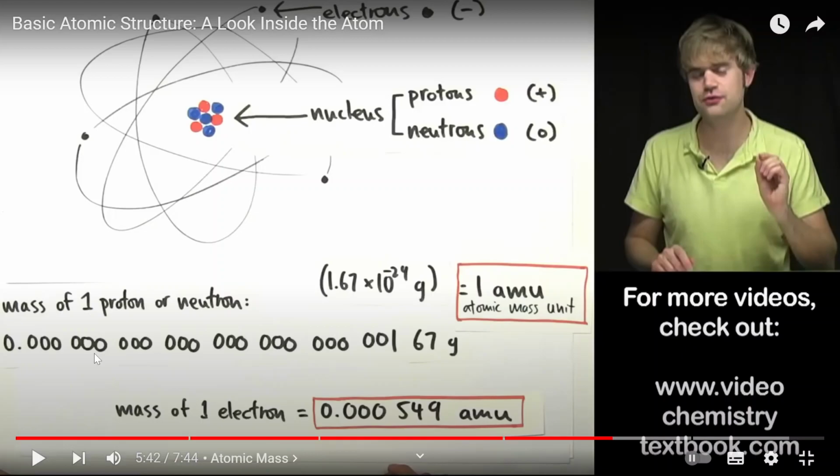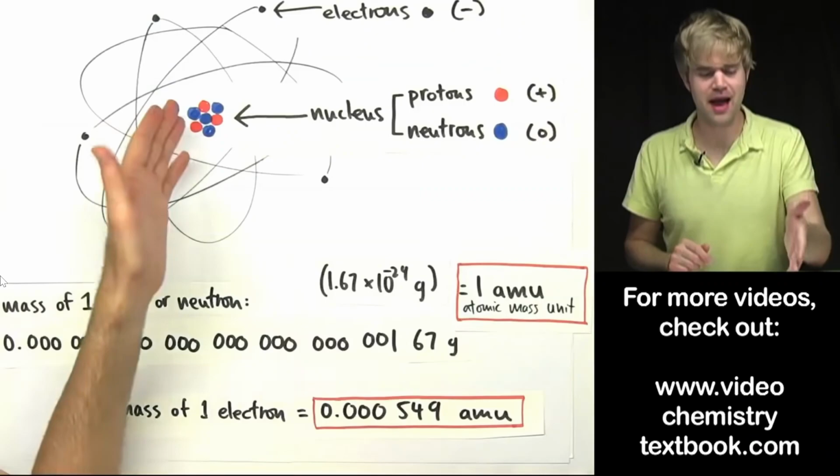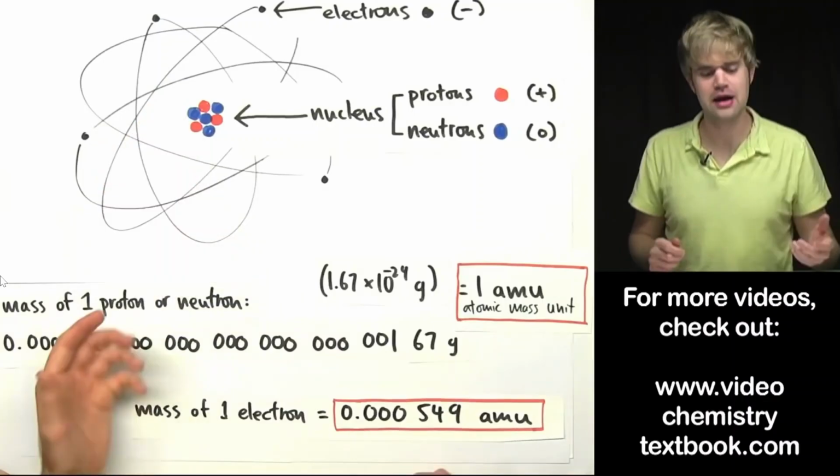Tiny fraction of how much a proton or a neutron weighs. For this reason, when we're talking about the mass of atoms, which we'll talk about later on, we usually add up the protons and neutrons to find out how many AMUs the atom weighs. And then we usually don't even worry about the electrons at all because they're so tiny. They don't really have much of an influence on how much an atom weighs.